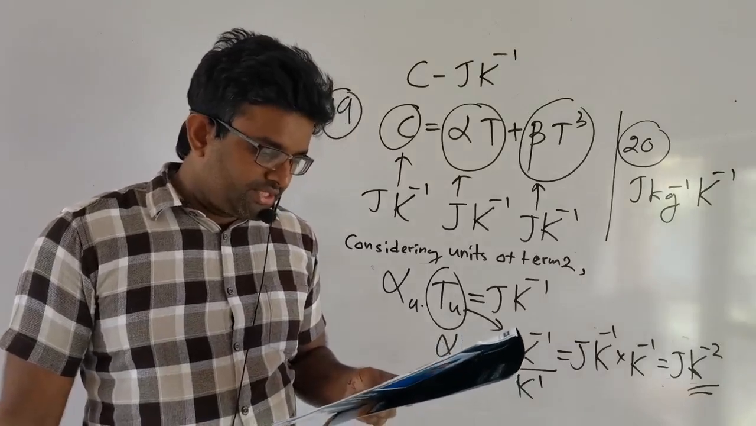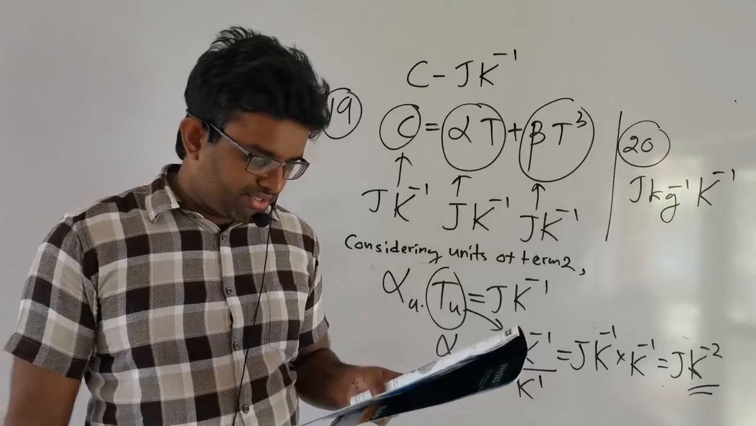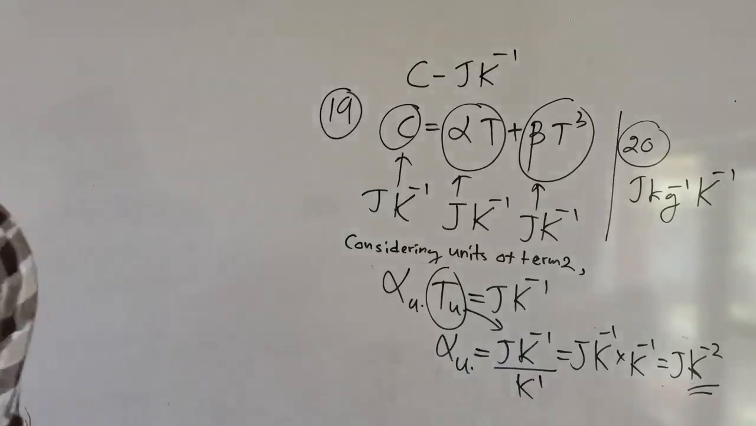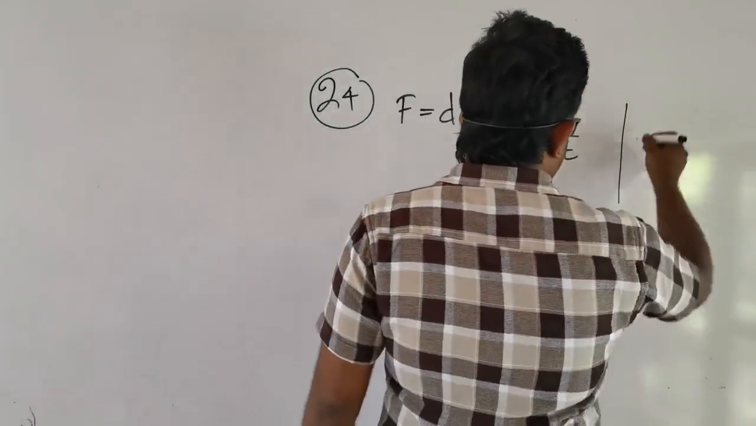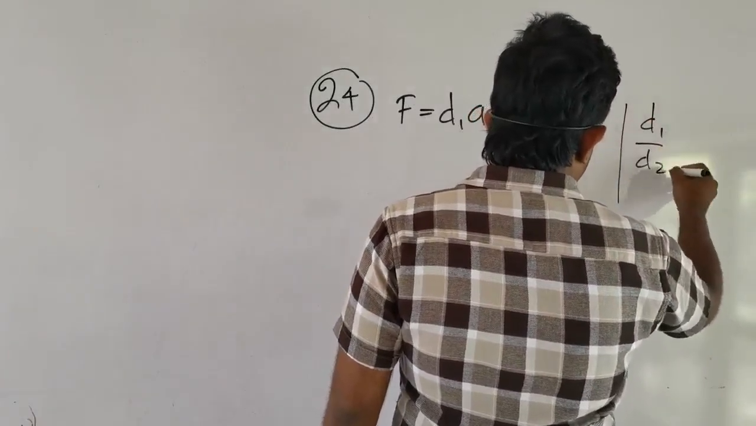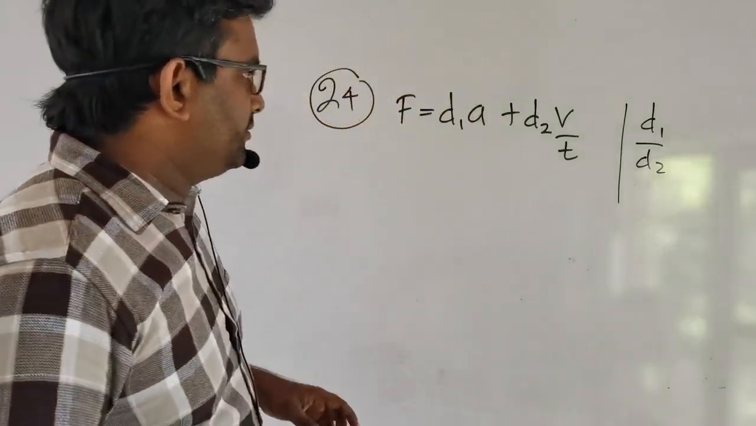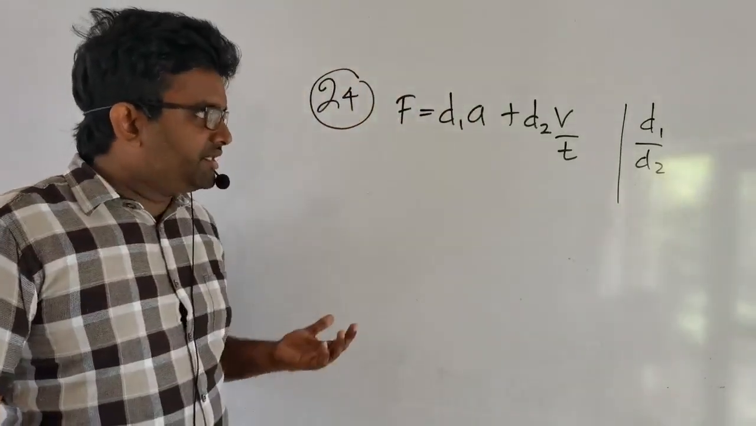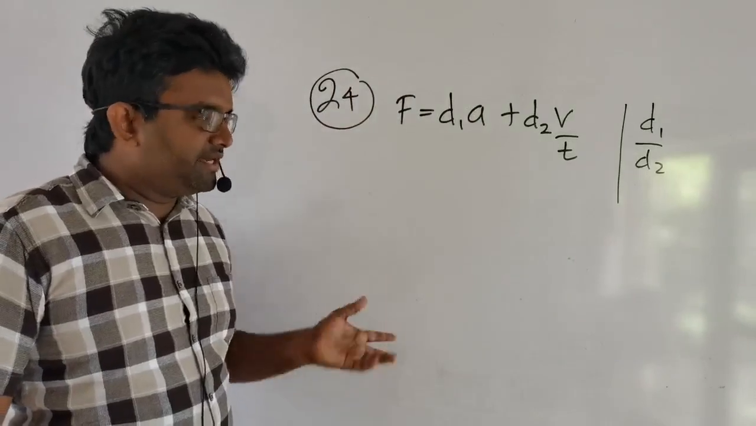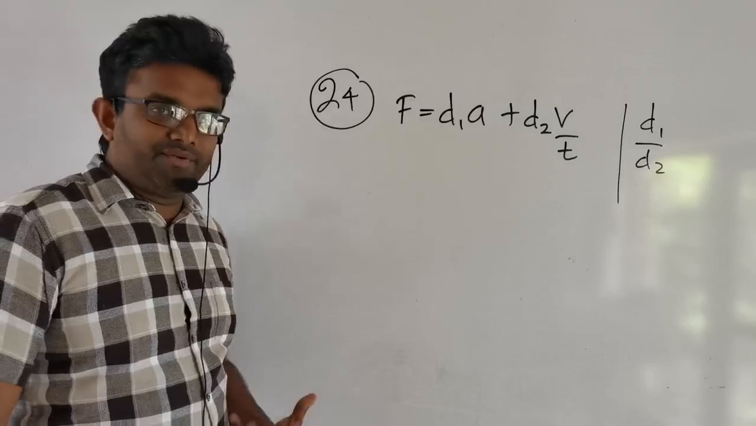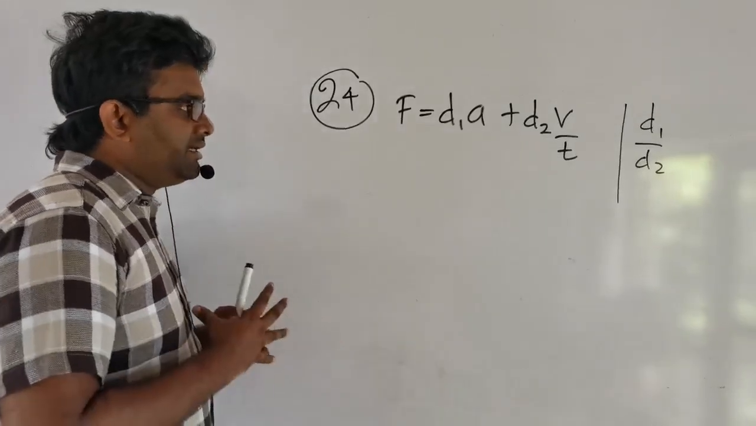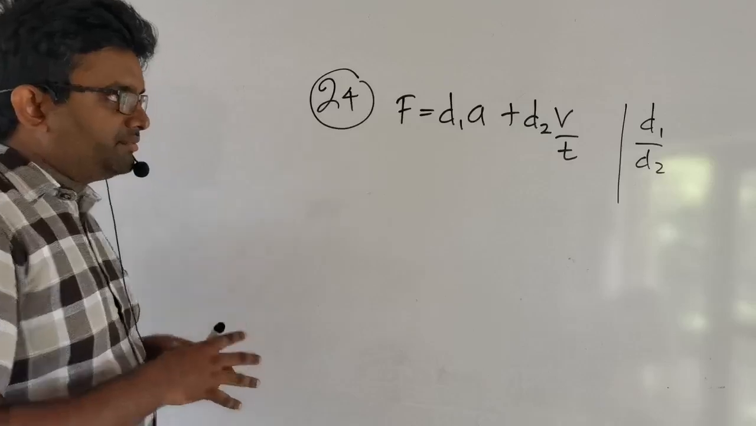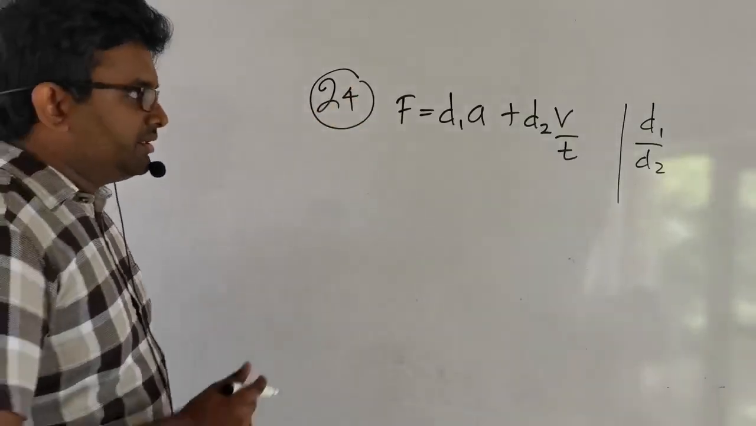So after that move to question number 24. In this question today we need to find the units of the d1 over d2 ratio. Now we can find the units of d1 and d2 separately and divide, but it takes time. Therefore we can follow this method. We can directly make that ratio in a term.